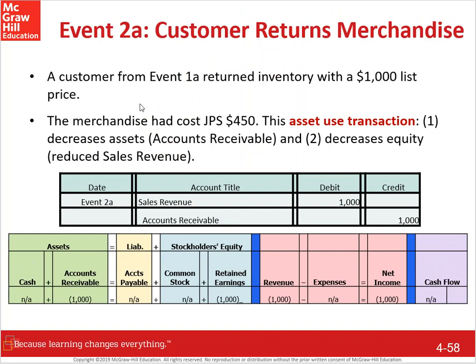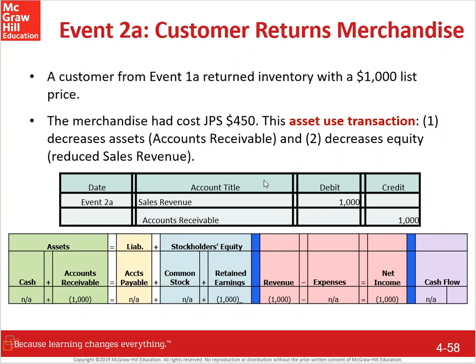Then a customer from event 1A returned inventory with a list price of $1,000. The merchandise had cost JPS $450. Okay, so just like when we do a sale, we have A and then B. When a customer returns something back to us, we have to unsell it. So we're also going to have to do A and then B. So you remember A and then B. So A is where we record the sale and the payment method, but now we're undoing it.